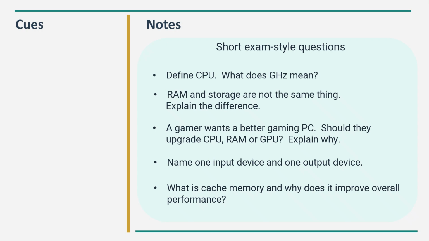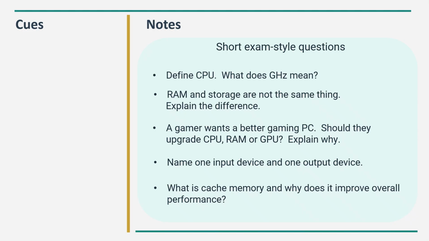The CPU is the central processing unit or the main brain, and GHz stands for gigahertz, and that's how many operations per second can be done. The higher this is, the faster the CPU. RAM is the working memory, which is volatile and holds current apps. Storage is permanent, non-volatile memory and keeps the data even when the power is off.